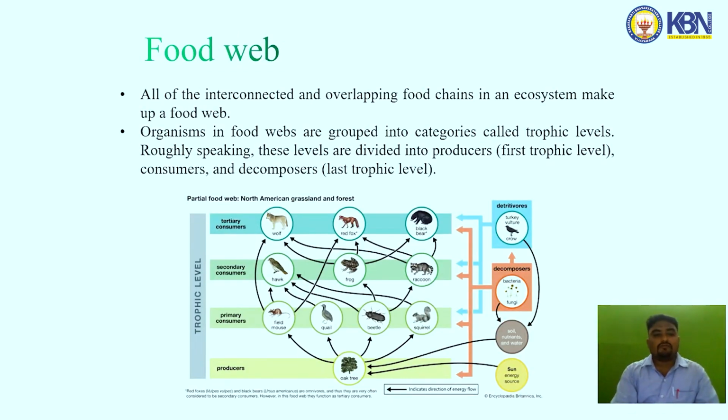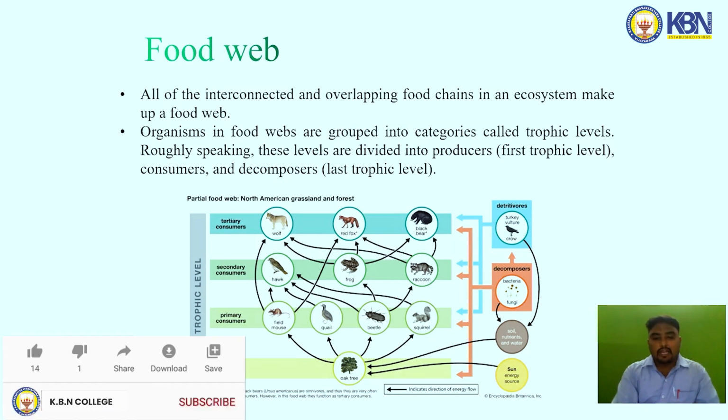This is the food chain. The next one is the food web. All of the interconnected and overlapping food chains in an ecosystem make up a food web. Organisms in food webs are grouped into categories called trophic levels. Roughly speaking, these levels are divided into producers, the first trophic level, consumers, and decomposers, the last trophic level. The diagram shows the food web. A group of food chains is called a food web. This is a simple definition.